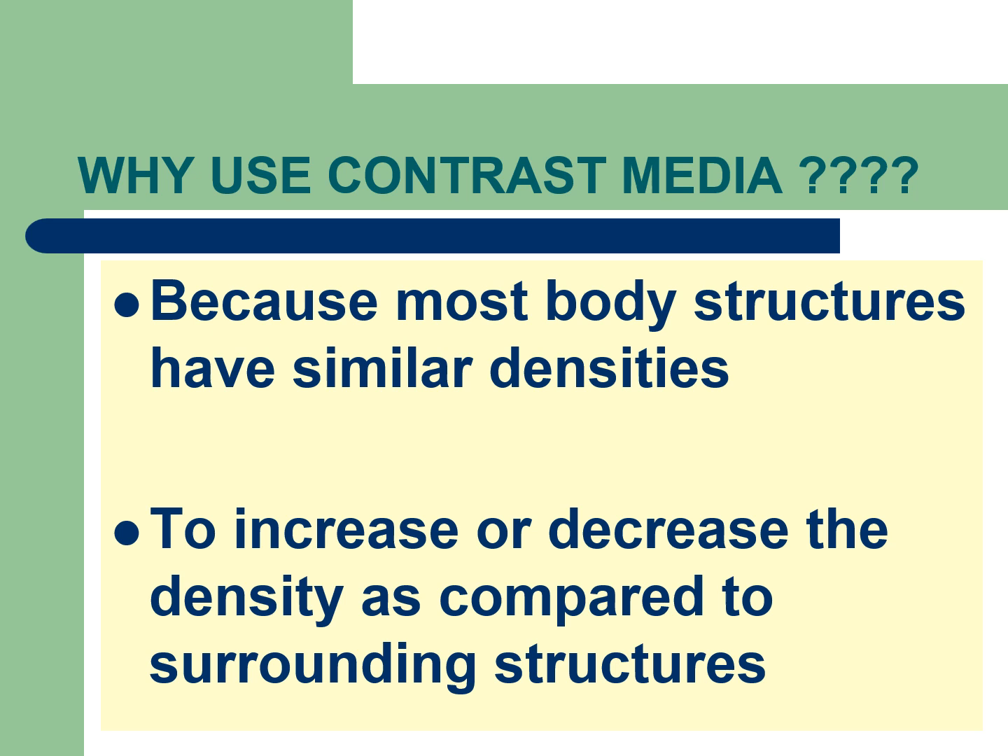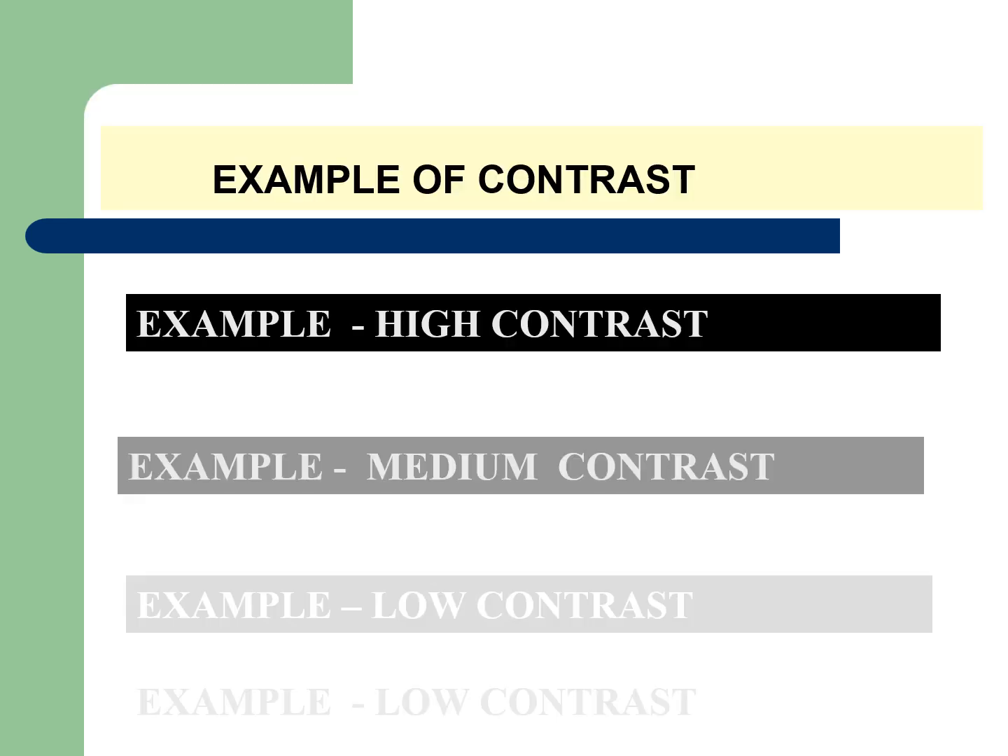Everything else has a gray tone, which is why CT is such an advantage to us. But we need to add more contrast, more black and white differences, to see something well. So we either have to increase or decrease the density of surrounding structures by adding contrast. So, the examples of what contrast looks like.